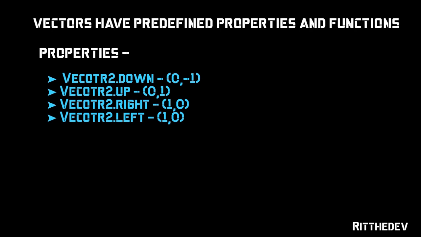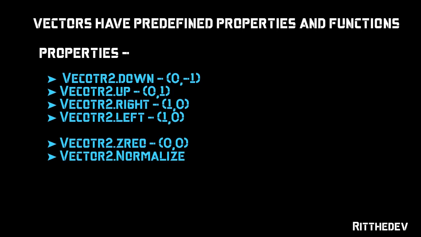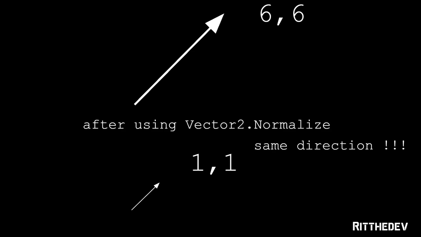And Vector2.zero would return the origin of the coordinate system. Vector2.normalized gives a vector whose magnitude is 1 and it's in the same direction. Let's say you have drawn a Vector2 which is 6, 6, and when you do Vector2.normalized, it gives you roughly 1, 1 scaled to magnitude 1. The magnitude is 1, but it keeps the same direction.